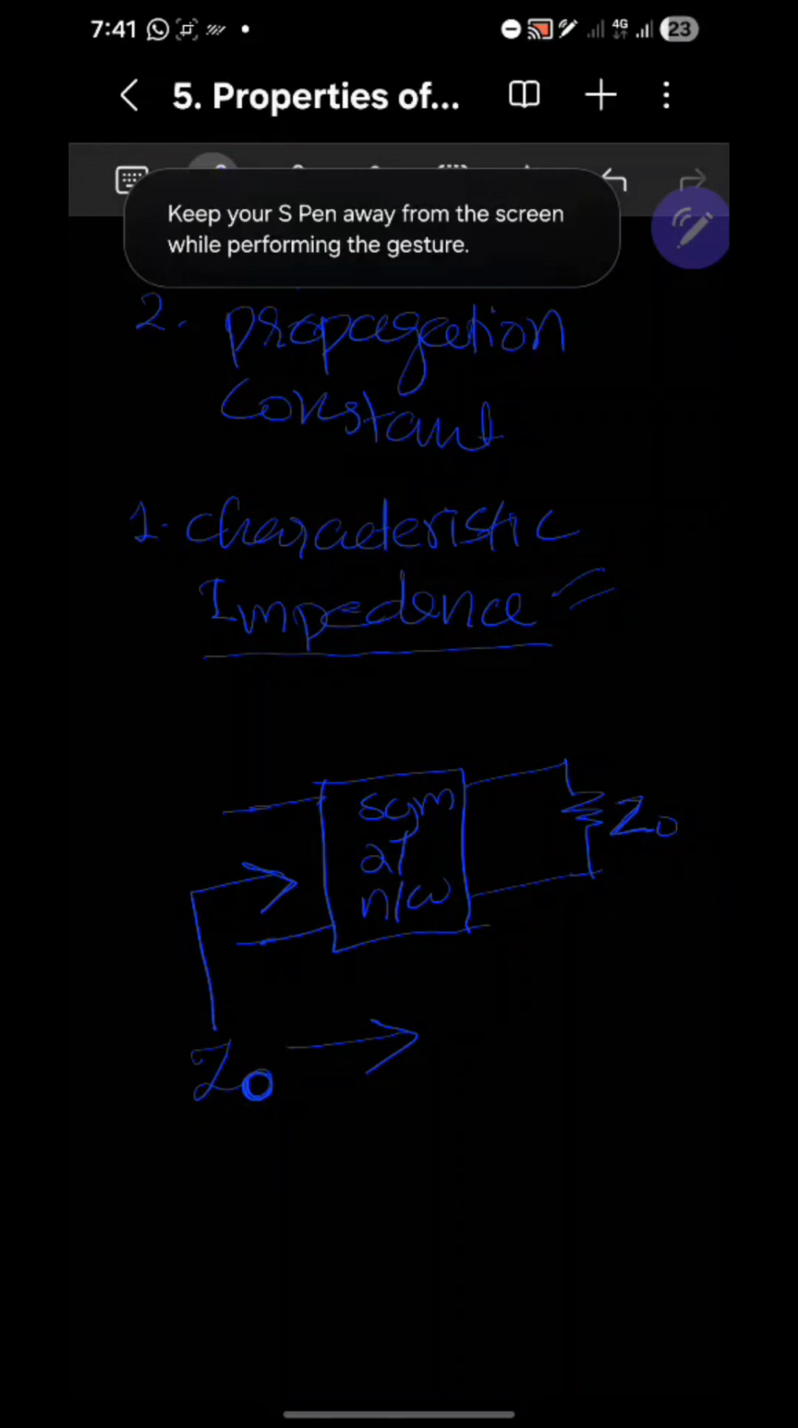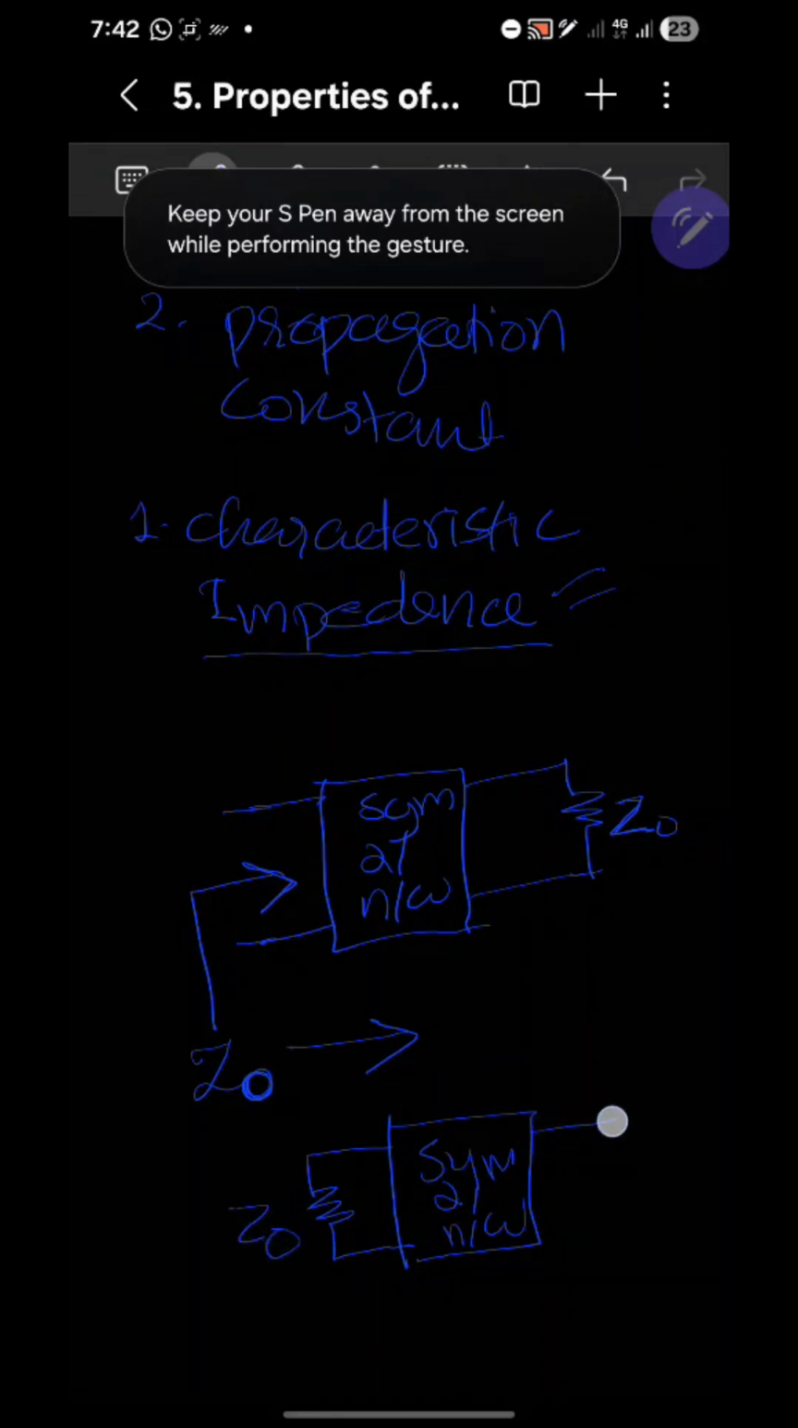Since this is a symmetrical network, this is true for the other side as well. If we connect the same impedance ZO here, and measure from the output side as well, you will get the same impedance. Since it is a symmetrical network, the electrical property won't change. I think the definition is clear.